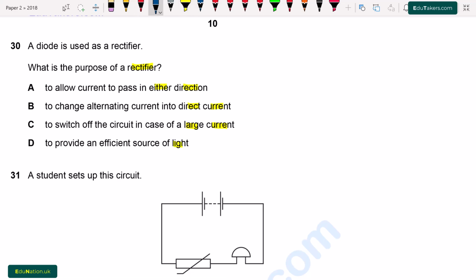So first of all, a diode allows the current to pass only in one direction. So option A is incorrect. It says to allow the current to pass in either direction. And a diode is used to convert the alternating current into direct current. So option B is correct from here.